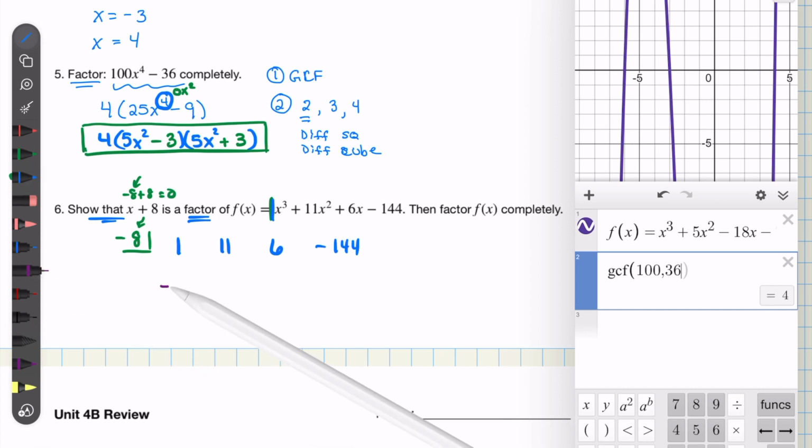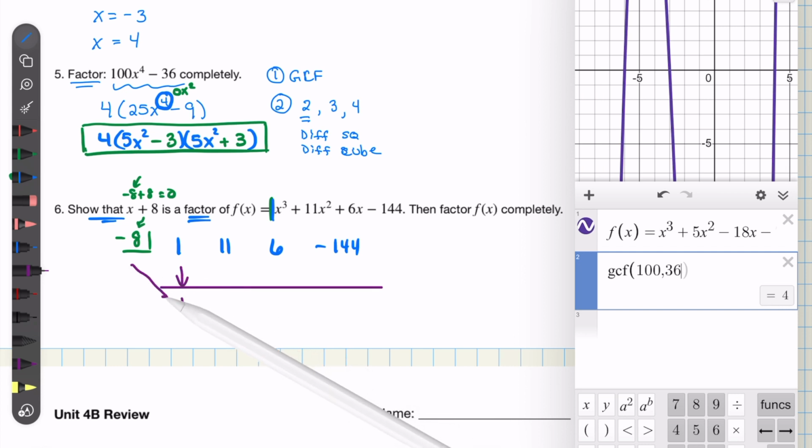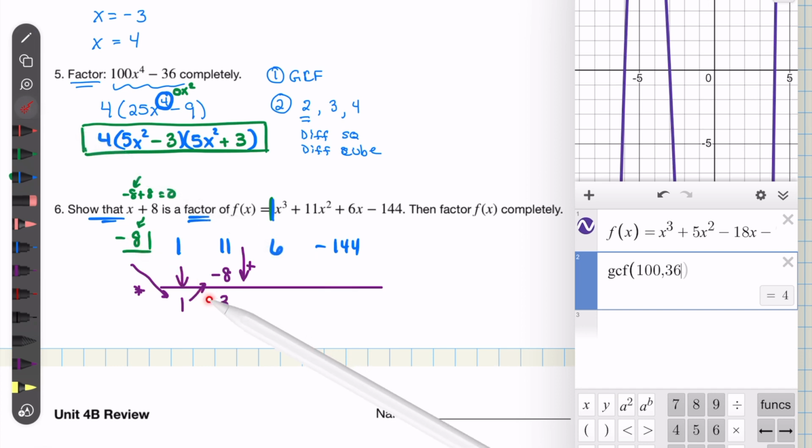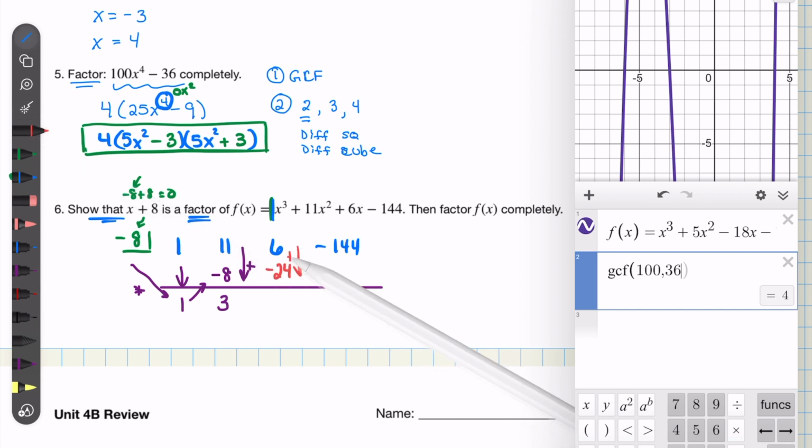Okay, so I'm going to skip a line, draw a line, and I'll bring down the 1. Here's my multiply. Here's my answer. Here's my add. Okay, and I'm going to repeat that. So I'm going to multiply, put my answer. -8 times 3, -24. Add those up. They add up to -18. -8 times -18 is a positive 144, and they add up to 0, so yes, x plus 8 is a factor.